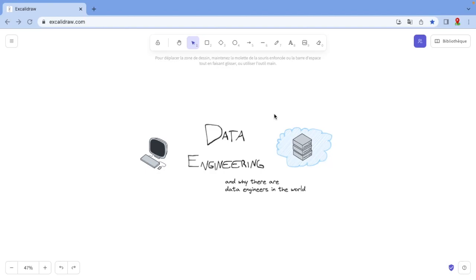Hello, and today here at Data Engineering Explorers, we're going to explore why there are data engineers in the world, and hence, why there is data engineering in general.